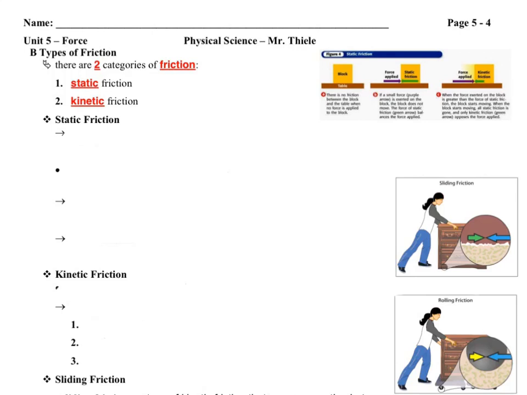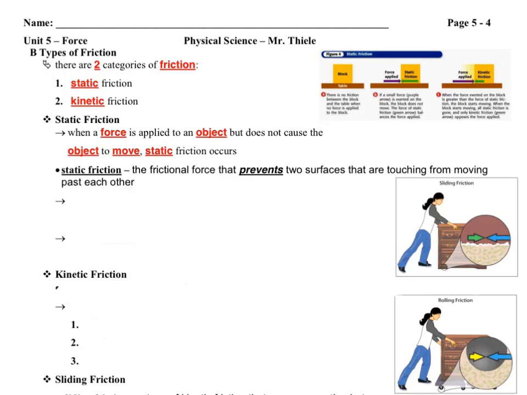Now, when you apply a force to an object, but the object does not move, what kind of friction is occurring? This is static friction. Static friction occurs when we apply a force to an object, but the object does not move. What is the frictional force that prevents two surfaces that are touching from moving past each other? This is static friction. And remember, the key with this is that it prevents two surfaces that are touching from moving past each other.